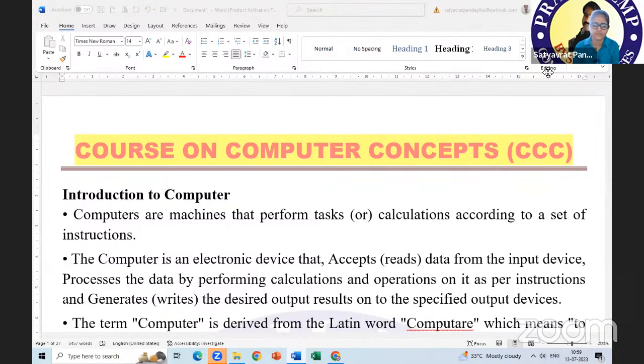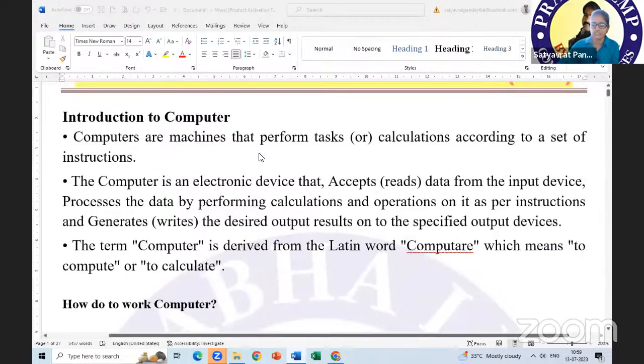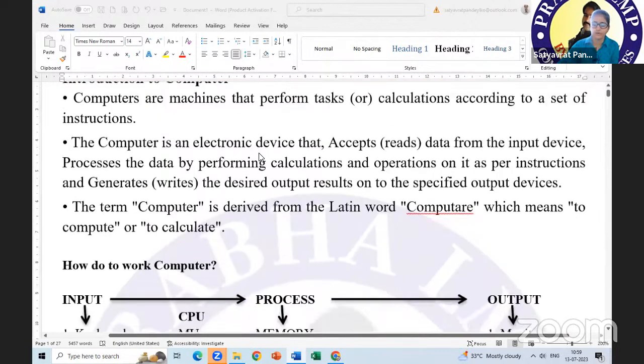The computer is an electronic device that accepts, reads data from the input device, processes the data by performing calculations and operations on it as per instructions, and generates the desired output result onto the specified output devices. The term computer is derived from the Latin word computere, which means to compute or to calculate. So how does the computer work?